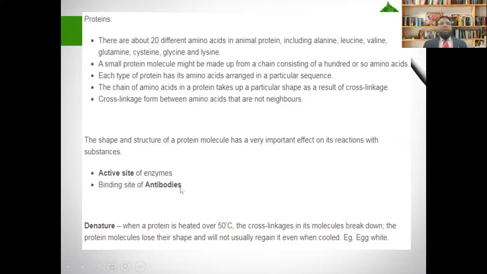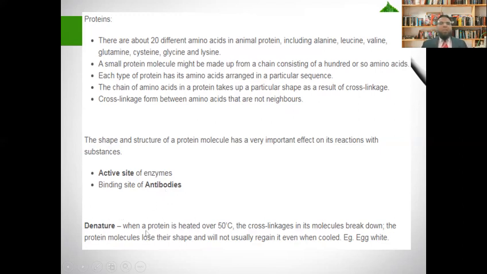If you study enzyme structures, you will see that there is a site known as the active site where the substrate binds. When the substrate binds, it is called the lock and key model, according to which the substrate is broken down when it is fitted into the structure of the active site. Also, the binding site is found in antibodies.